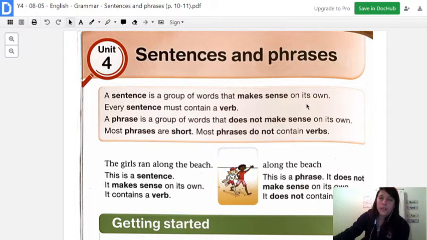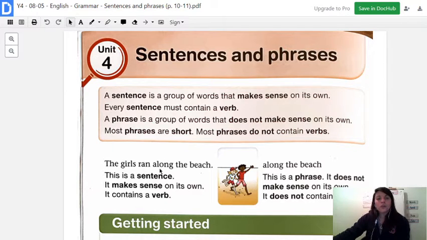Okay, you're going to understand this a little bit more as we see and go deeper, okay? Every sentence must contain a verb. On the other hand, a phrase is a group of words that does not make sense on its own. And most phrases are pretty short, and most phrases do not contain verbs. Now, what do we understand by that? Let's look at some examples so that you can really see it, okay?